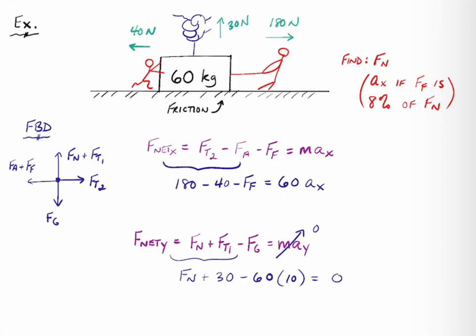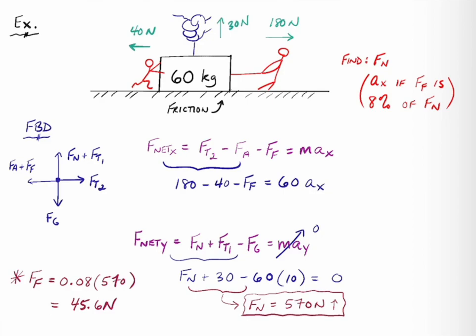So we're going to jump down to our F net y. We don't know the normal force, but we know that the force of tension, Ft1, is 30 newtons upwards. And I can solve for the force of gravity by taking the mass of the object and multiplying it by the acceleration due to gravity. Here I use 10 instead of 9.81. And we know that since it's not accelerating vertically at all, it's only possibly accelerating horizontally, my vertical acceleration is 0. So now I'm able to solve for my normal force here. If I solve this equation, I should find that the normal force is 570 newtons in the upwards direction.